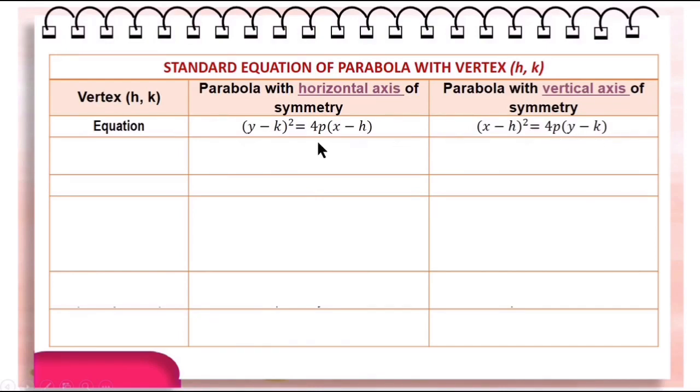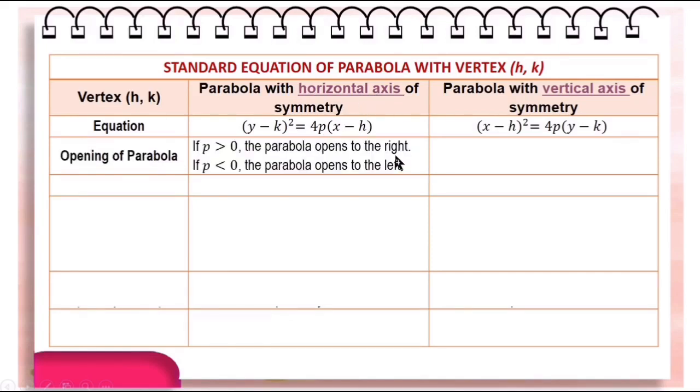Remember that if the axis of symmetry is horizontal, the opening of the parabola is either right or left. If p is greater than 0, the parabola opens to the right, but if p is less than 0, the parabola opens to the left. But if the axis of symmetry is vertical, the opening of the parabola is either upward or downward. If p is greater than 0, the parabola opens upward. If p is less than 0, the parabola opens downward.